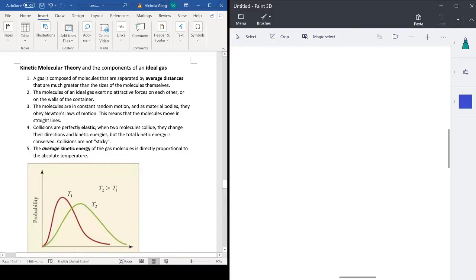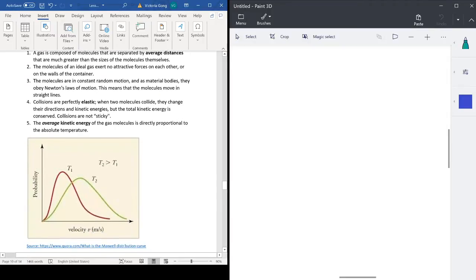The second one is the molecules of an ideal gas exert no attractive forces on each other or on the walls of the container. Basically, no intermolecular interaction between the molecules of gas. The third is the molecules are in constant random motion, and as material bodies they obey Newton's laws of motion. This means that the molecules move in straight lines. Straight line random motion, basically.